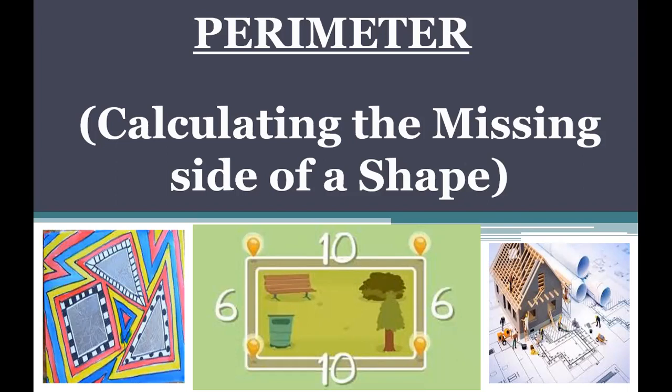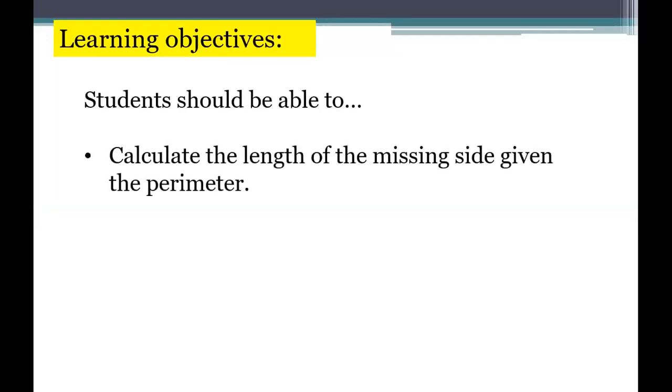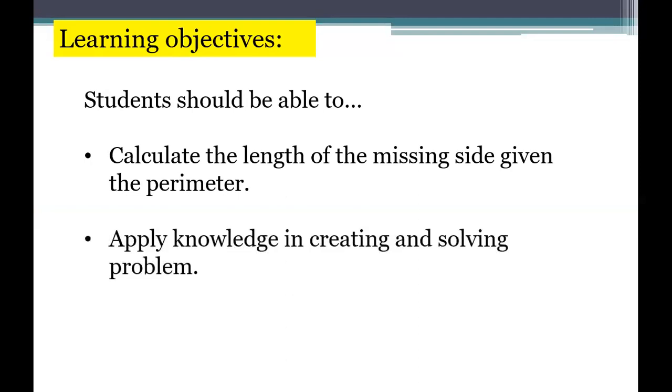But yesterday, you calculated the missing side before you could find the perimeter. Now this is opposite, okay? So we are going to find the missing side, but the perimeter is given. So our first objective: calculate the length of the missing side when given the perimeter. And of course, you need to know how to solve word problems, applying your knowledge about perimeter.